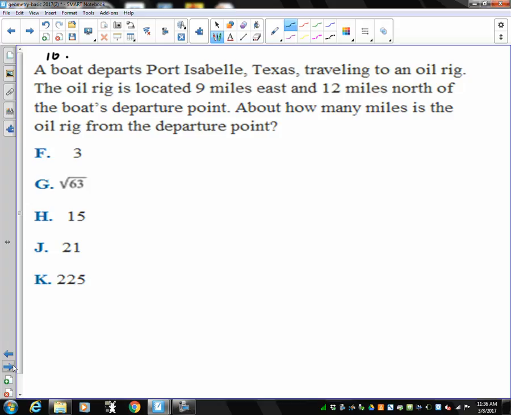Okay, so I'm going to draw me a little compass here. Never eat sour worms. All right, so we're going to go, let's see, what did it say? 9 miles east. Here we go. 9 miles east. And then we're going to go 12 miles north. Now, we want to know how many miles the oil rig is from the departure point. That would be the distance from where we started to where we would currently be.